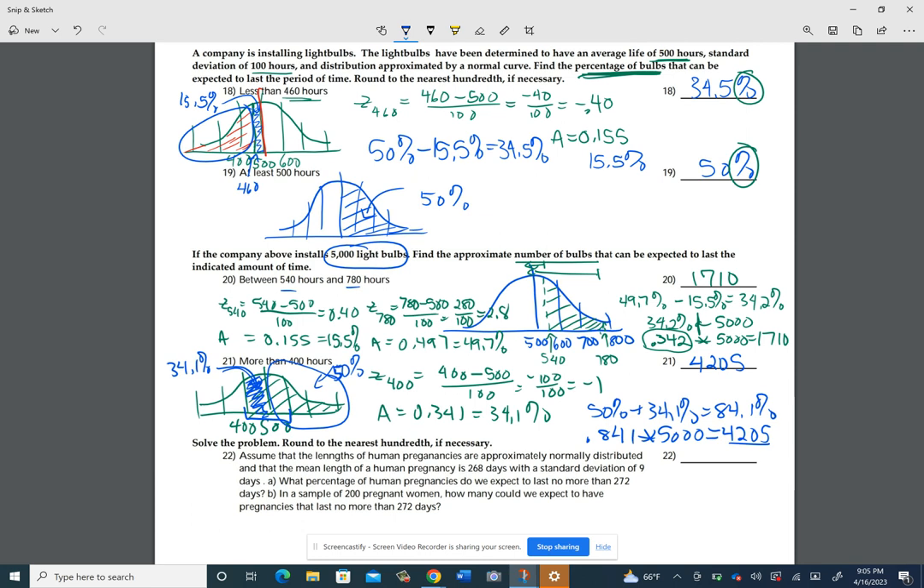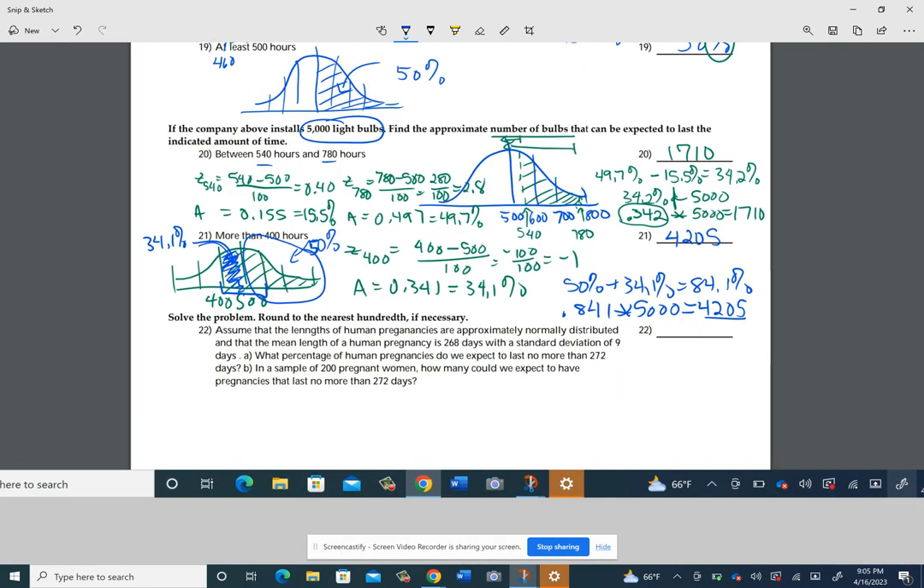Okay. All right. One more problem dealt with the lengths of human pregnancies. Oops, got an extra L there. So we're assuming they're normally distributed. It says the mean length of a human pregnancy is 268 days, standard deviation of 9. So like 1, 2, 3 above, 1, 2, 3 below. So for instance, standard deviation of 9 days, if I added 9, I'd get to the 1 standard deviation mark. 9 plus that would be 277. Okay. All right. I really don't have to label everything.